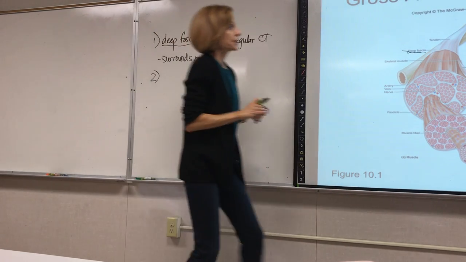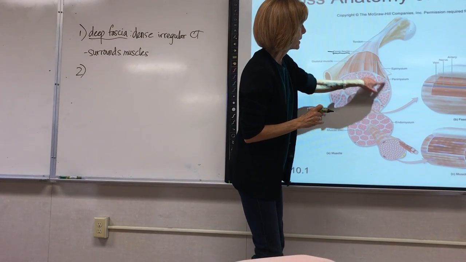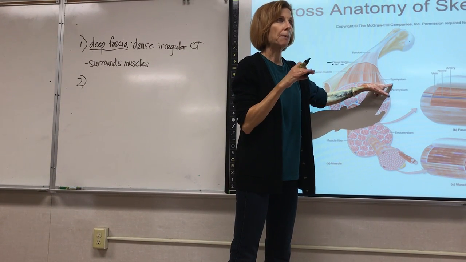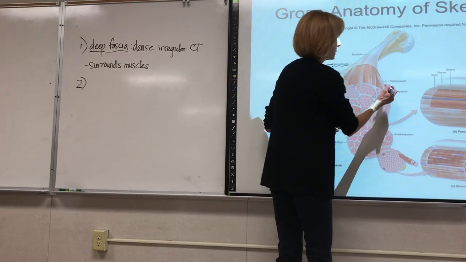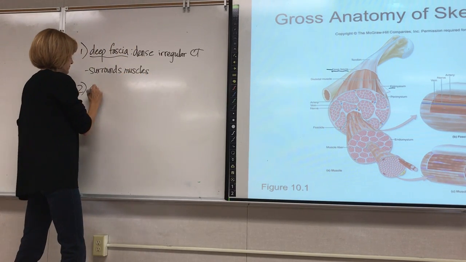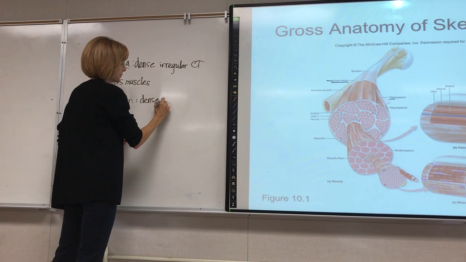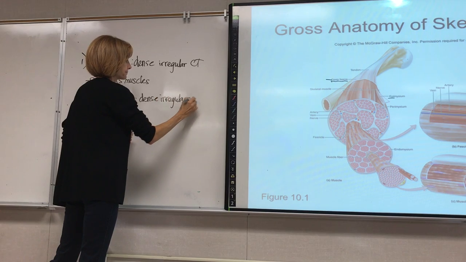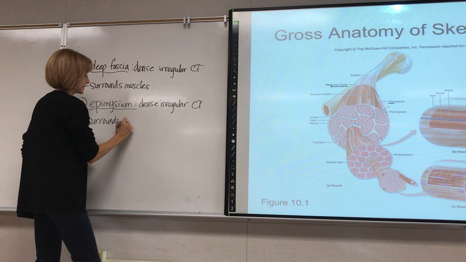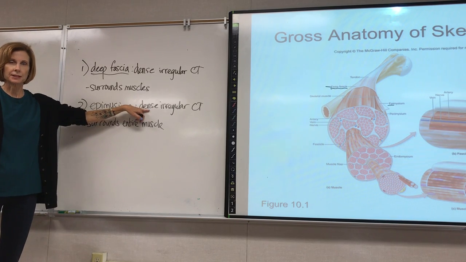Okay, now going a little bit deeper, notice there is a layer, again surrounding the entire muscle. This is called the epimysium. Mysium, like myo, refers to muscle. Epi means outside of or on top of. This is also dense, irregular connective tissue. So it's the same type of tissue, but it is a thinner layer, and it still surrounds the entire muscle.